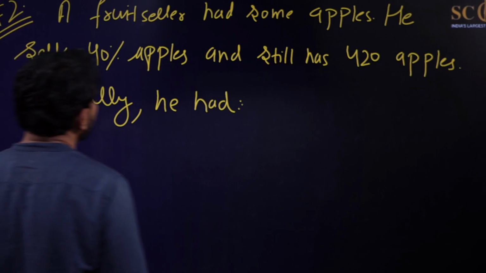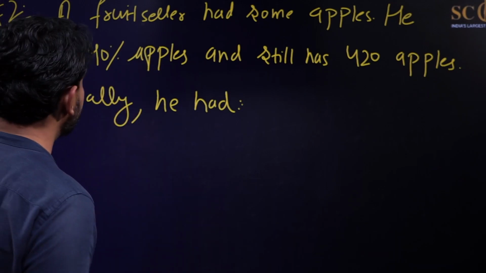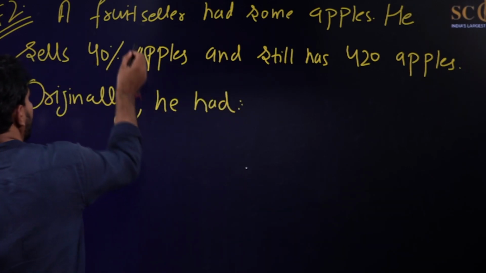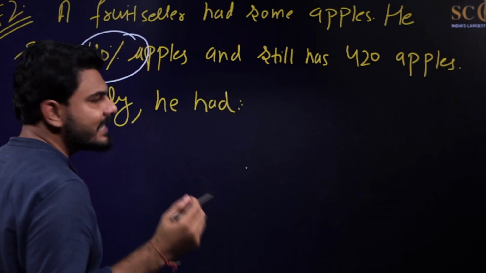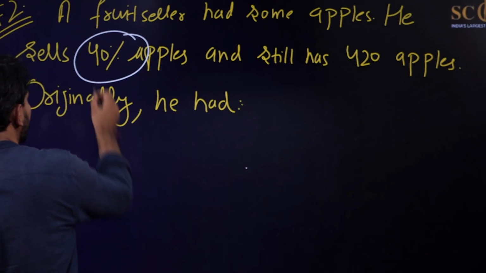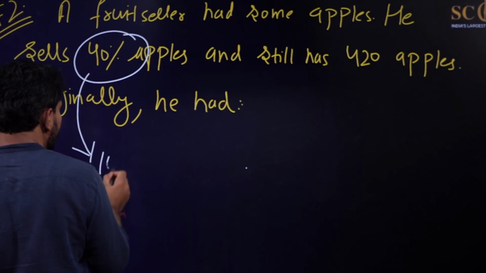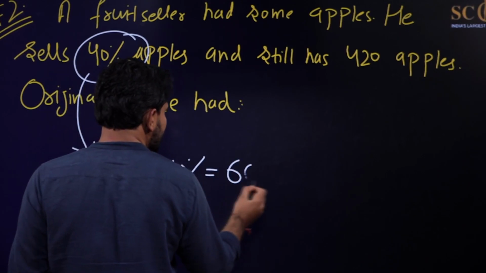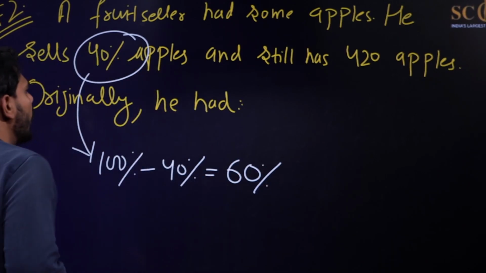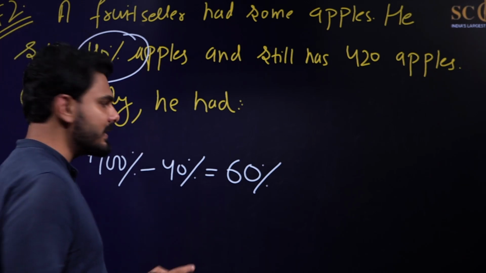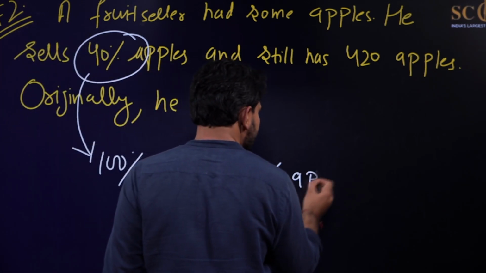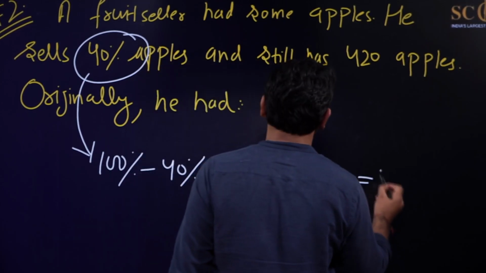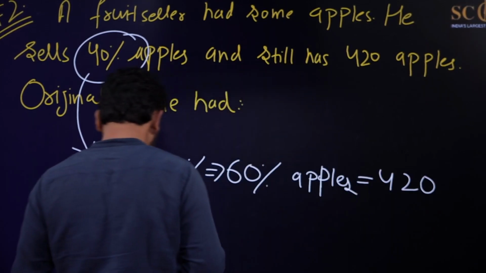So now in this case, a fruit seller had some apples. He sells 40%. If he already sold 40%, then how many percent apples are still left? 60% apples. It is 100% minus 40%, which is 60%. So 60% apples are still left. Now you are given that he still has 420 apples. So 60% of the total number of apples is equal to how much? It is equal to 420. Now you have to just solve it.